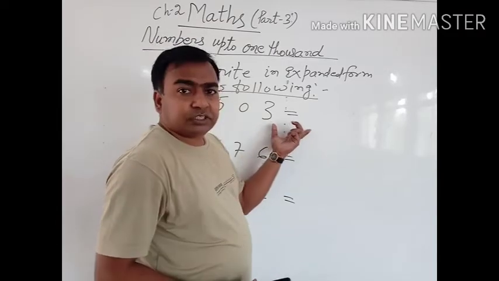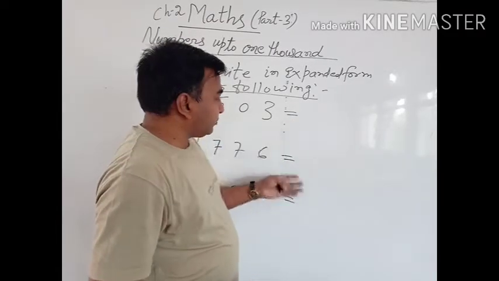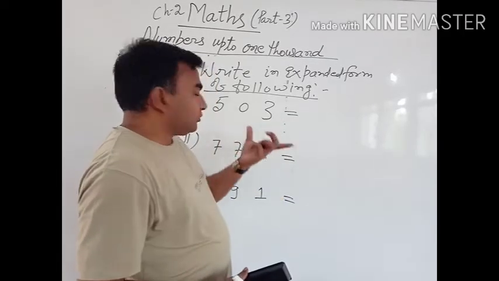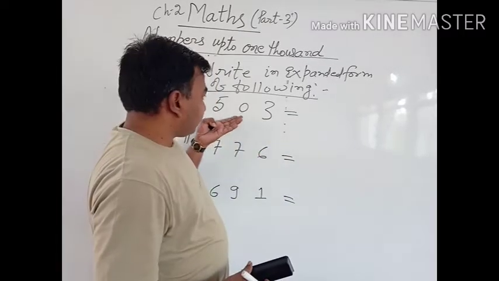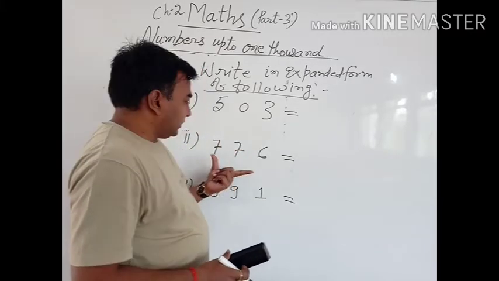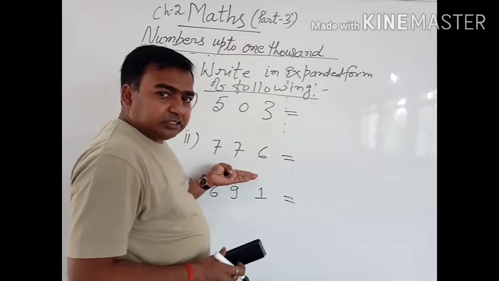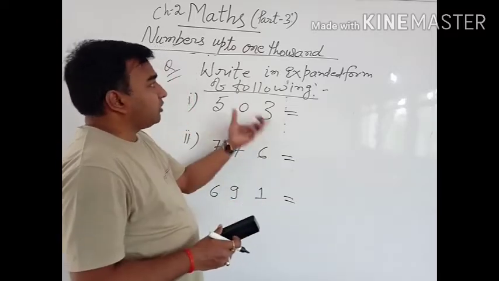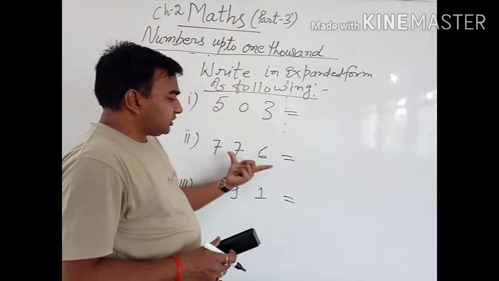We can use the same way to write the expanded form of these given 3 digit numbers. You can see that I have written 503. This is a 3 digit number. 776. This is a 3 digit number. 691. This is a 3 digit number. How can we write these 3 digit numbers in expanded form?